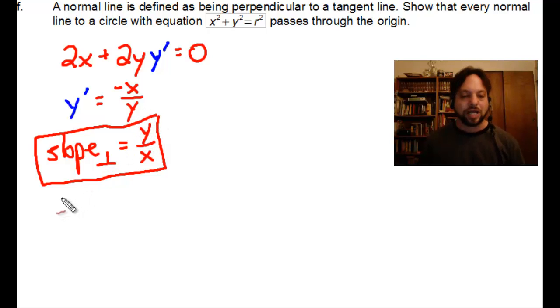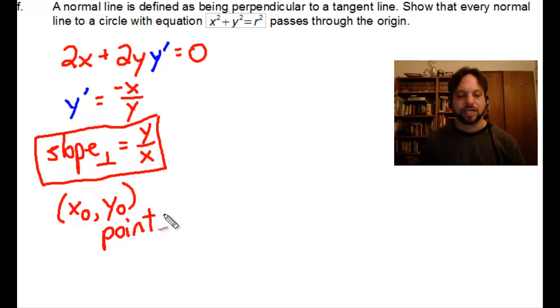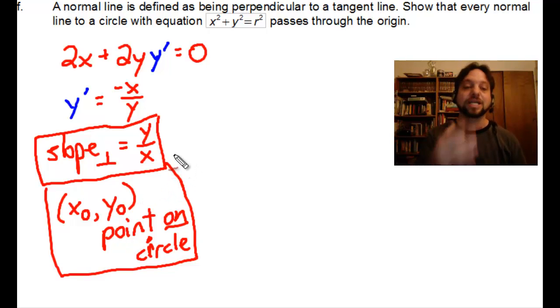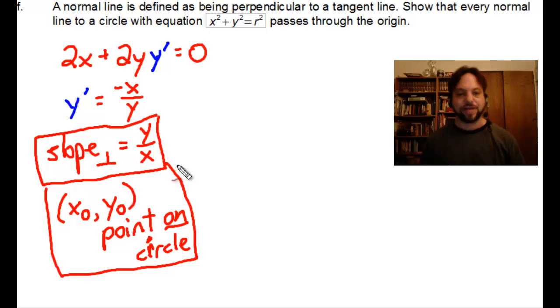Now, furthermore, let's call x sub 0, y sub 0 just any given point that is actually on the circle. Of course, the radius doesn't matter here because we're defining this as a point on the circle. So that's already given. Now, if we know this, let's find the equation of that normal line.